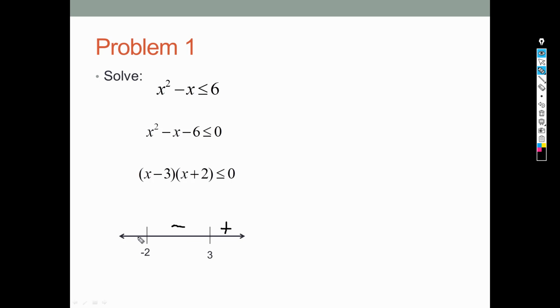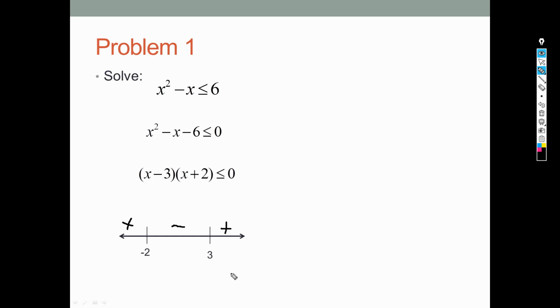Now if I pick a number less than -2, I can pick -2.1. I'll stay with the integers, so I'm going to pick -3. Put a -3 where the x is. -3 minus 3, that's a negative. -3 plus 2, that's a negative. A negative times a negative. So if I pick any number in here, I'm going to get positive.